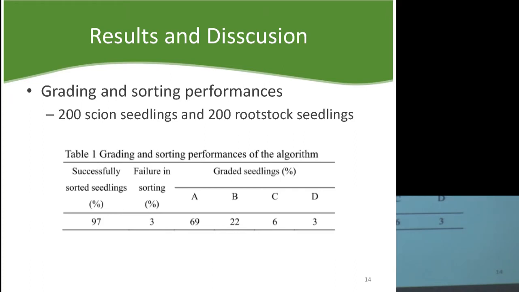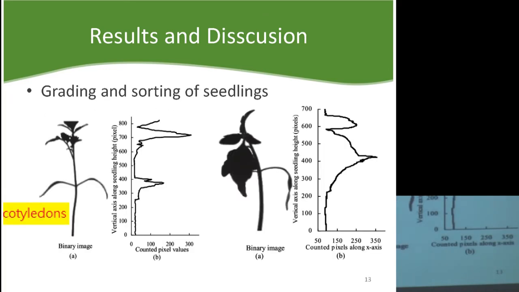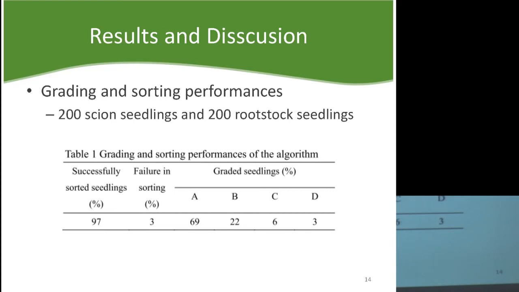Okay, and then this table shows that the algorithm could sort 97% of the seedlings successfully, and the remaining 3% failed because the target is shaped by the irregular arrangement of the leaves, as we saw in this figure. So this target cannot be sorted by this algorithm. It was also found that most of the sorted seedlings had larger stem diameter, which is desirable for proper grafting.